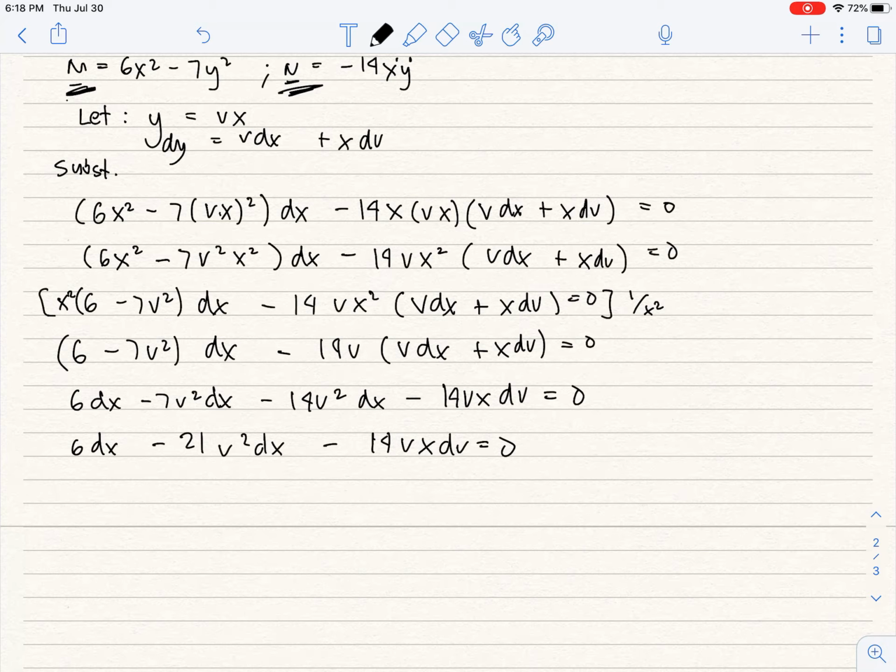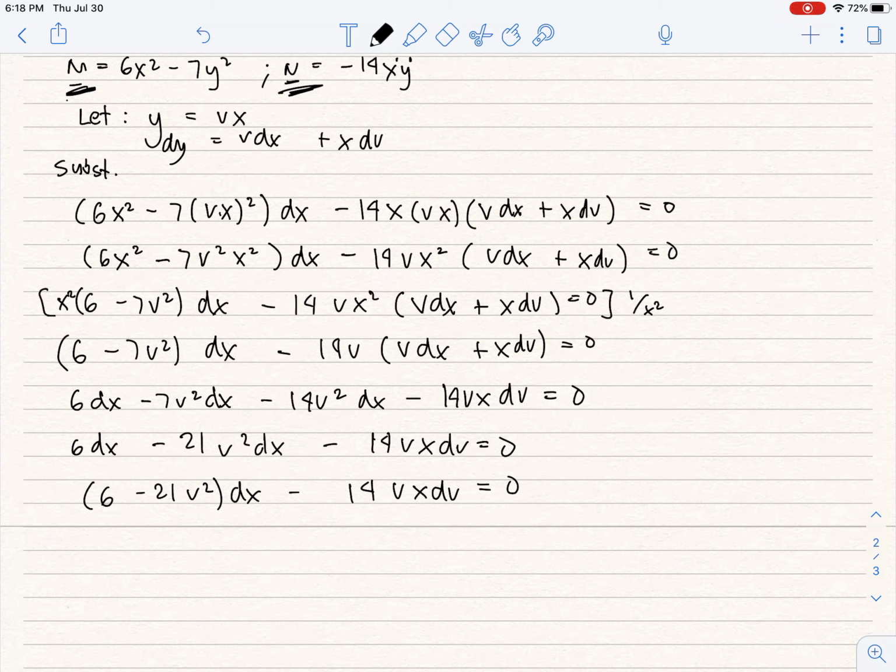Next, pair up the differentials: dx of dx and dv, only one. So this is 6 minus 21v squared. Let's factor out the dx, so this is dx, minus 14vx dv is equal to 0.